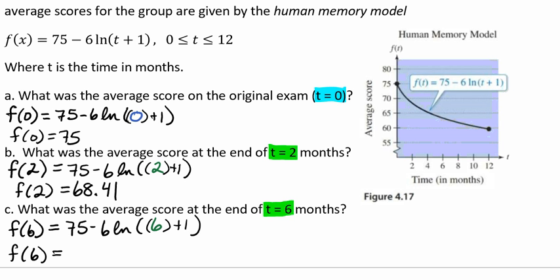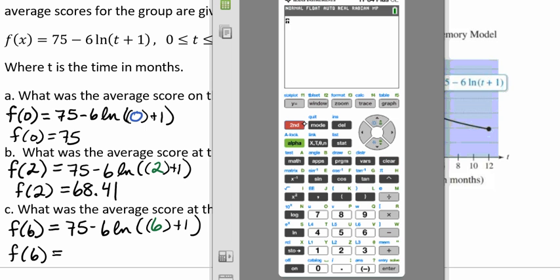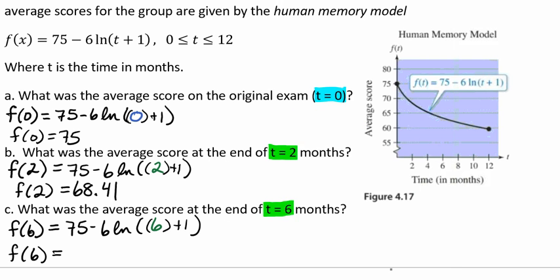And then for part C, we're going to be plugging in the number 6. So we're looking for f of 6. So 75 minus 6 times the natural log of 6 plus 1. So we'll pull up our calculator and plug in our equation with a 6 and hit enter. And that's going to give us an answer of 63.324. So we'll round that to 63.32.